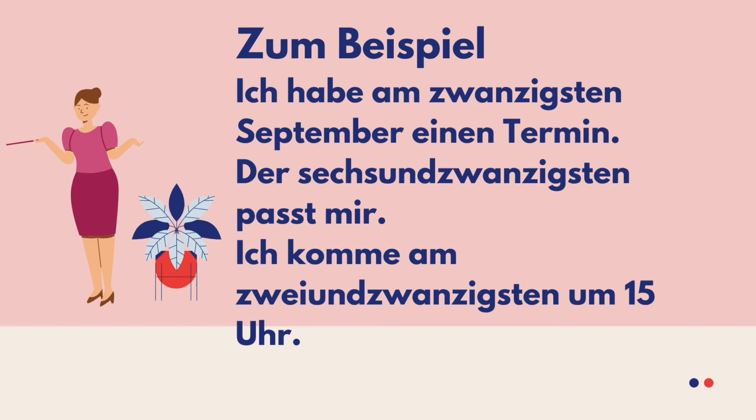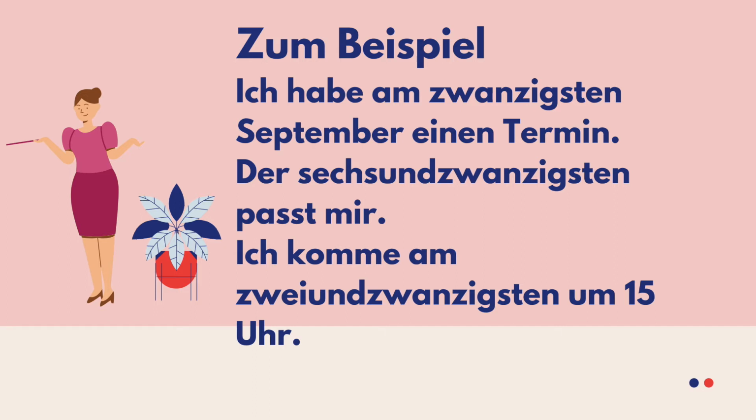So here we can see some examples. In the first sentence, ich habe am 20. September einen Termin. So it means I have an appointment on the 20th of September. Yeah, so here we can see that am 20. means on the 20th. So when we want to say a particular day of the month, we put the preposition am and then put the number or the day. So am 20. is on the 20th.